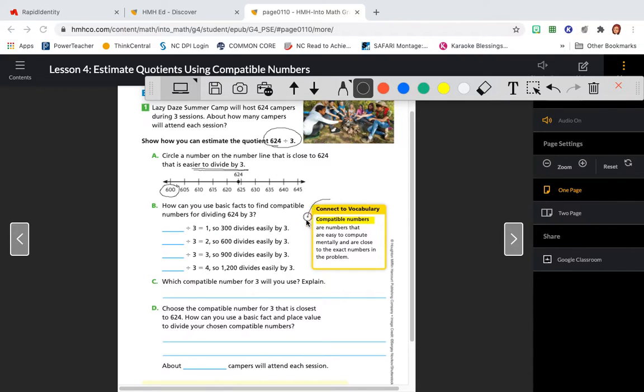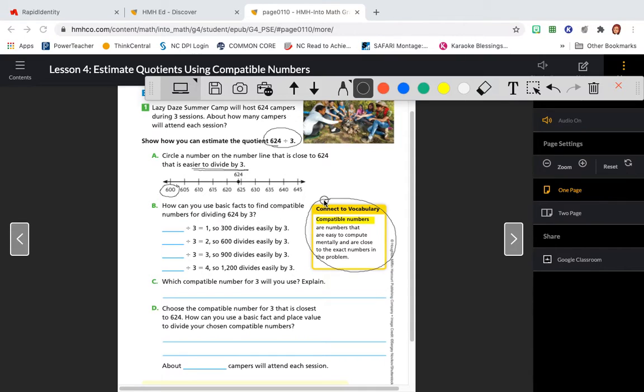Now, let's stop and look at our vocabulary really quickly here. Connecting to vocabulary. Compatible numbers are numbers that are easier to compute mentally and are close to the exact numbers in the problem. Okay, so that's all that we're looking for: numbers that are easier to work out in your head and are close to the exact number.